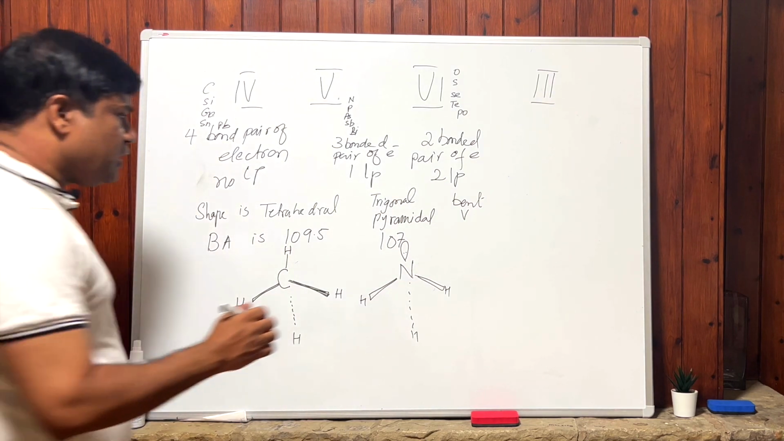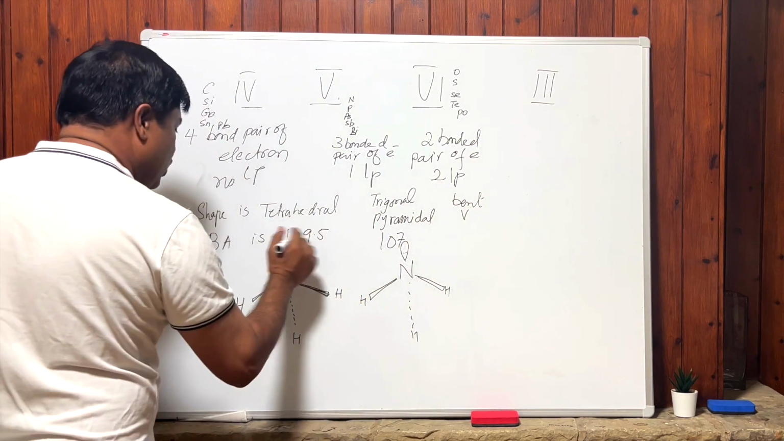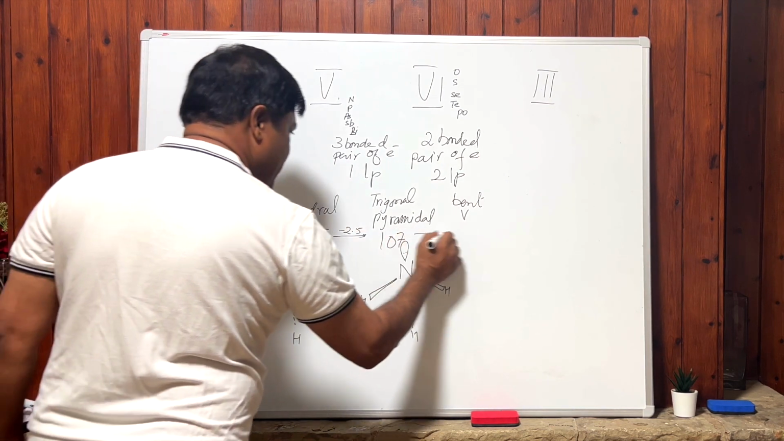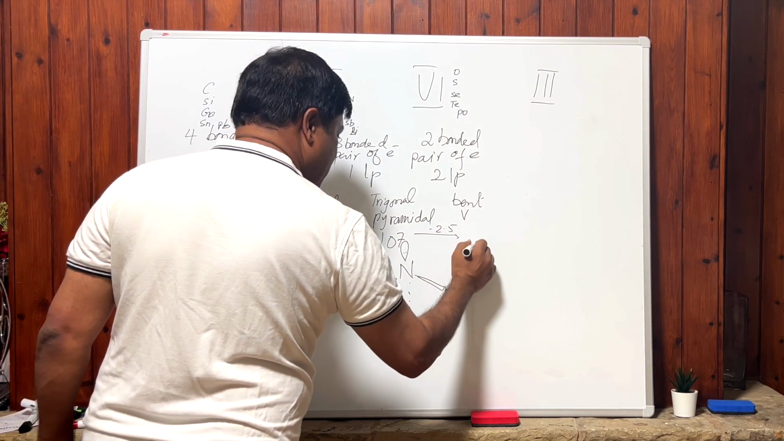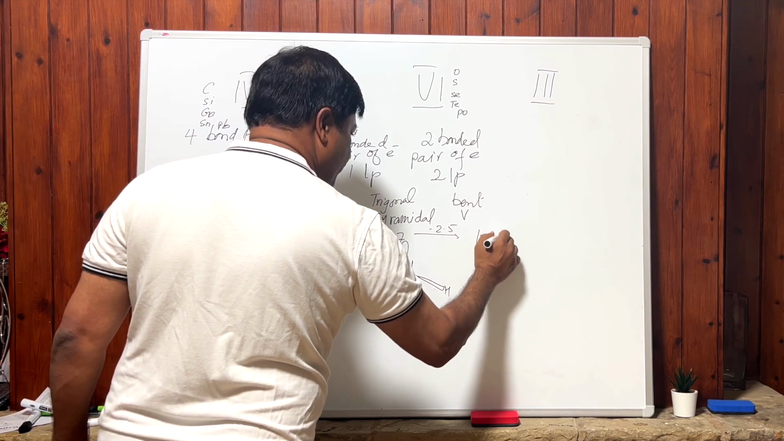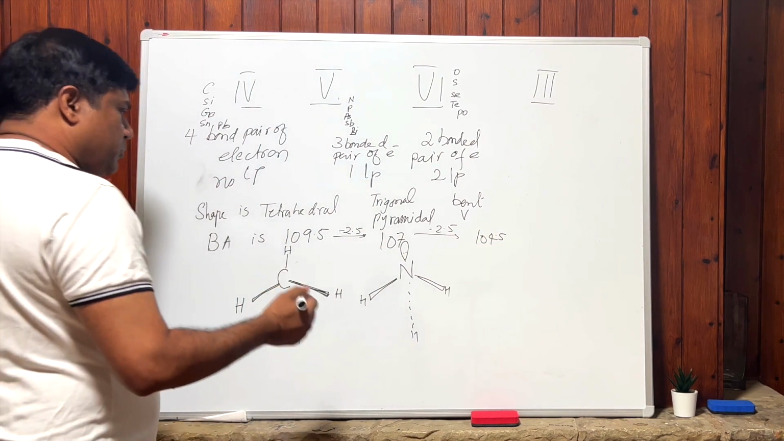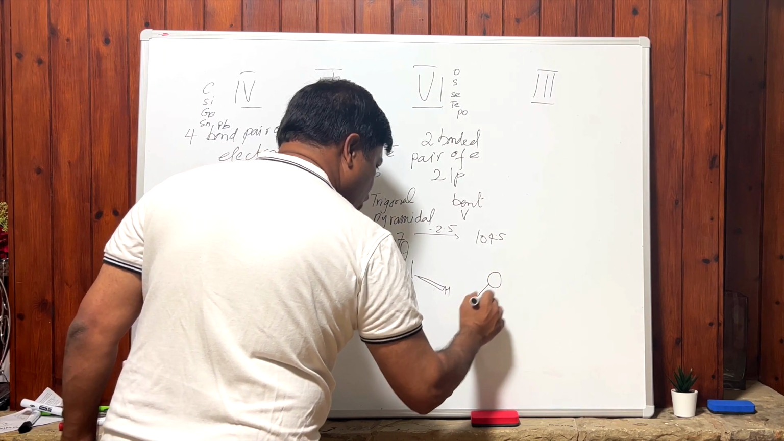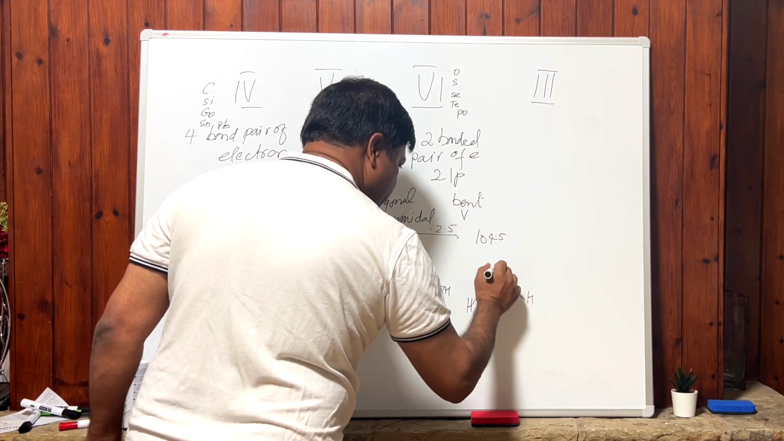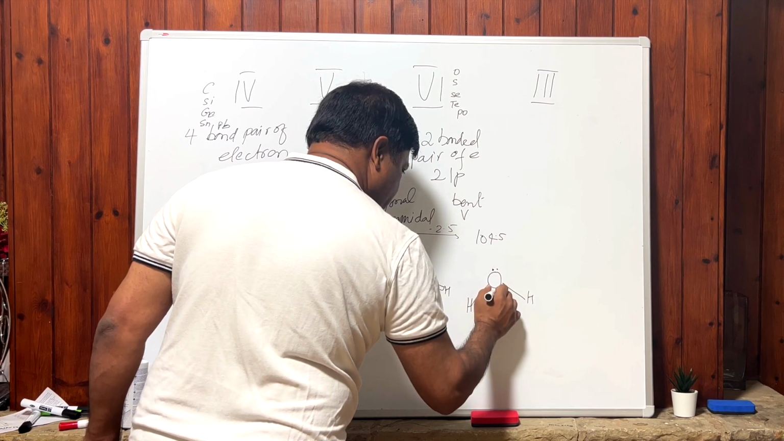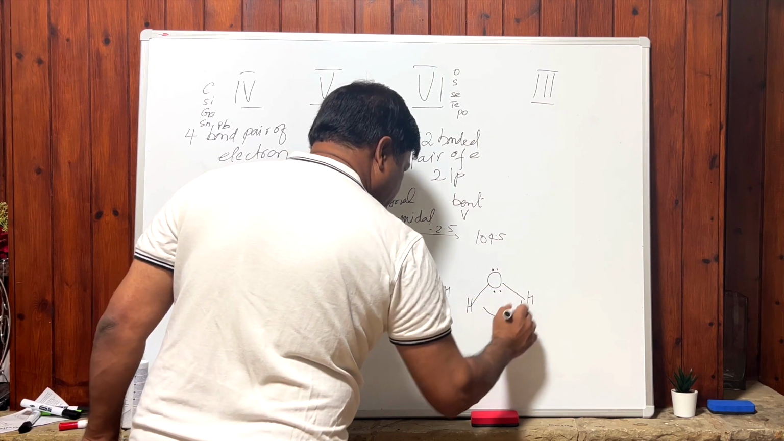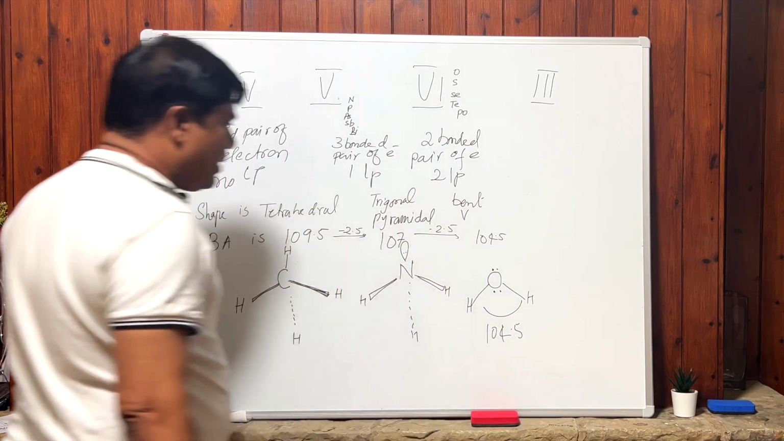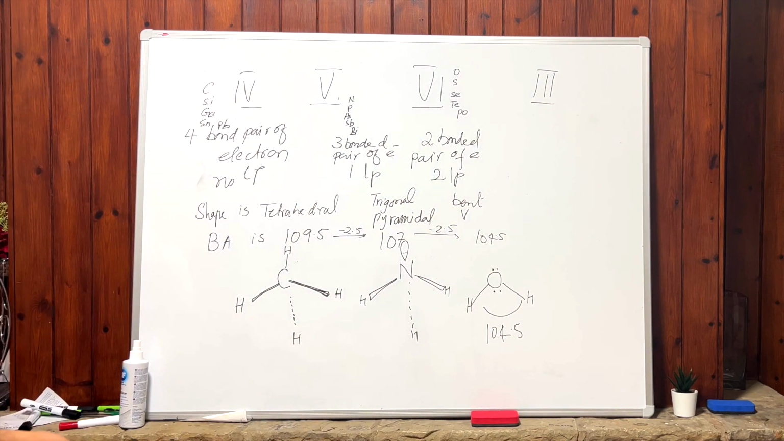What's the bond angle? Take away, minus 2.5 all the time. Minus 2.5, so how much is that? 104.5. Water is the best example of a bent molecule, with two lone pairs and two bonded pairs. The bond angle is 104.5, bent, V shape.